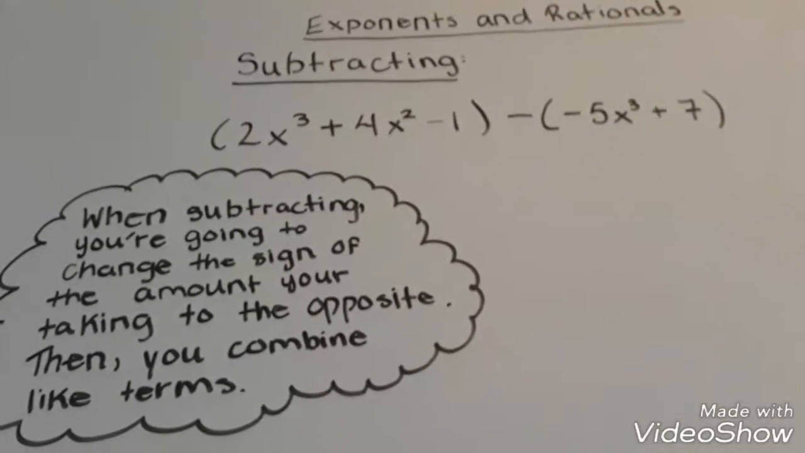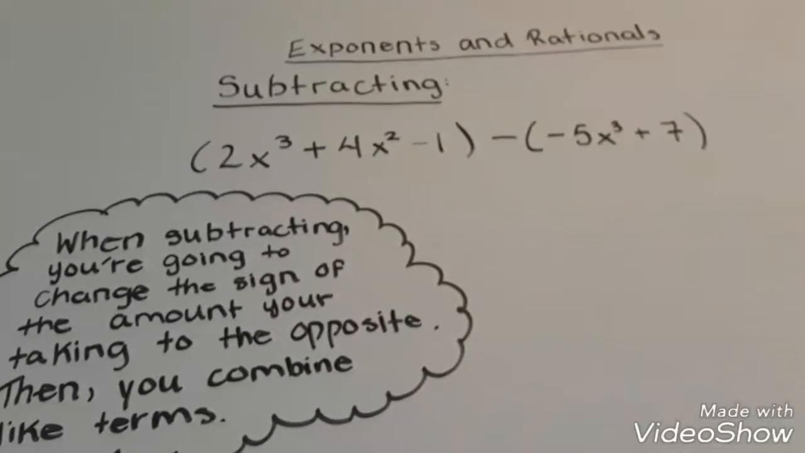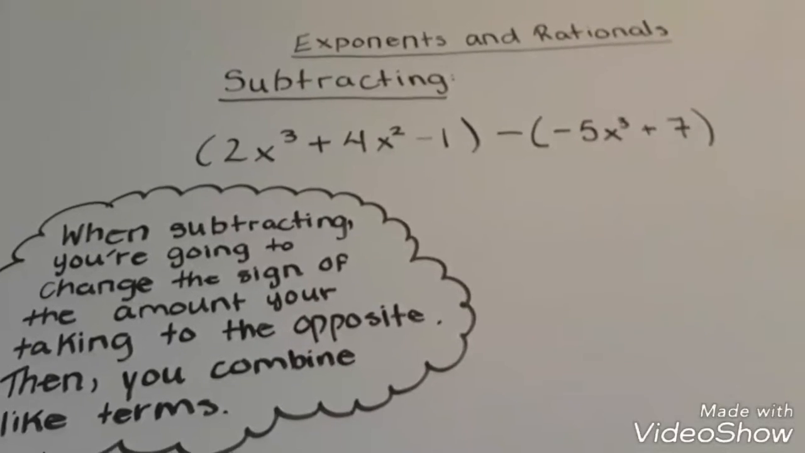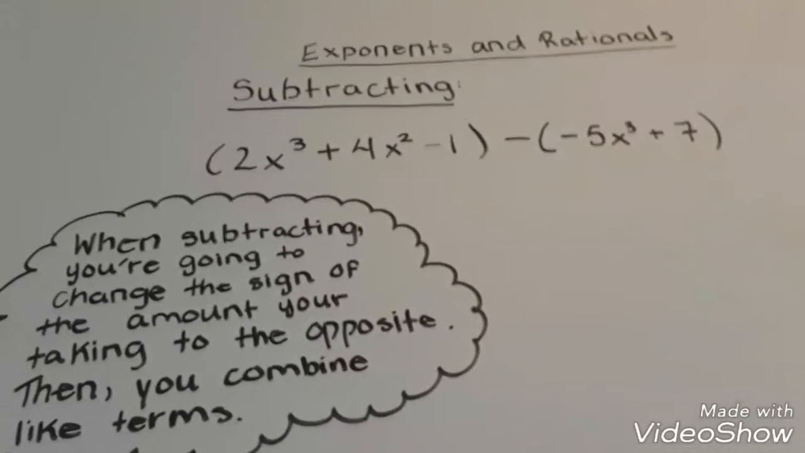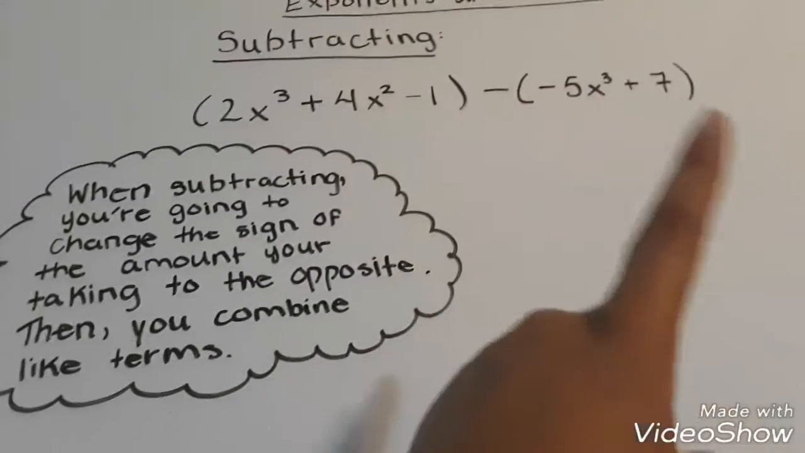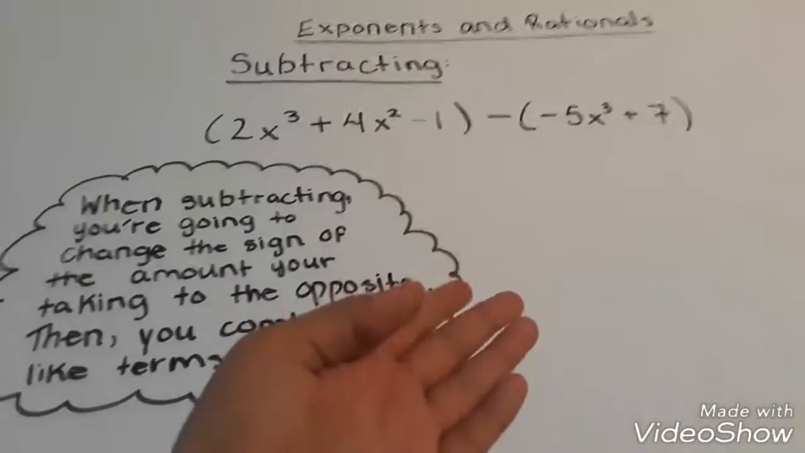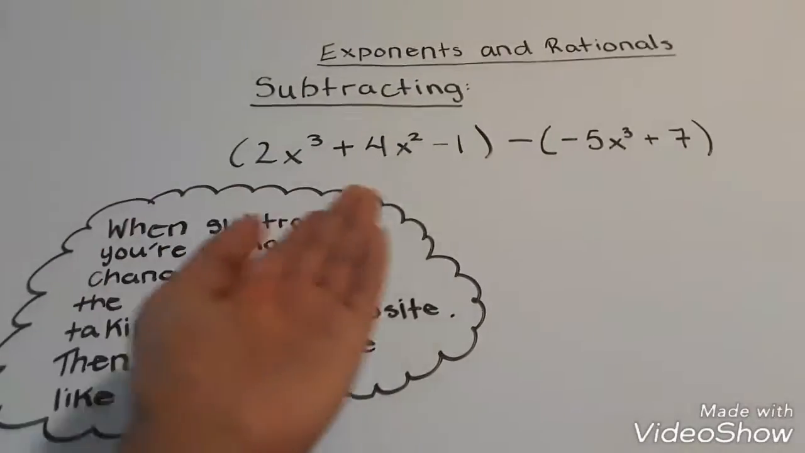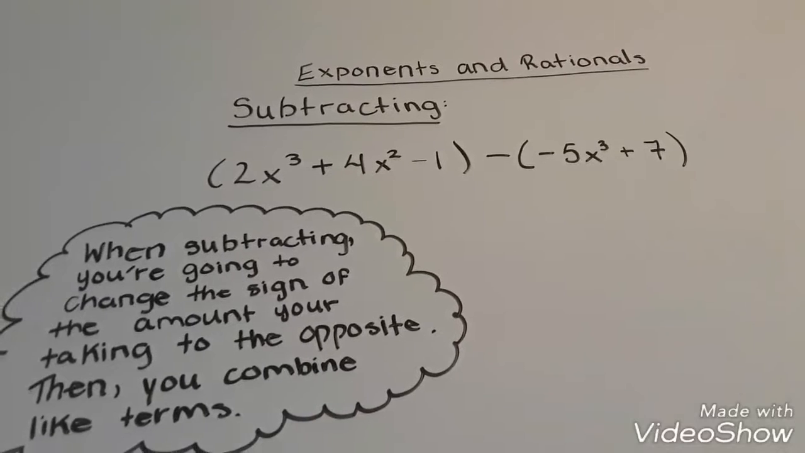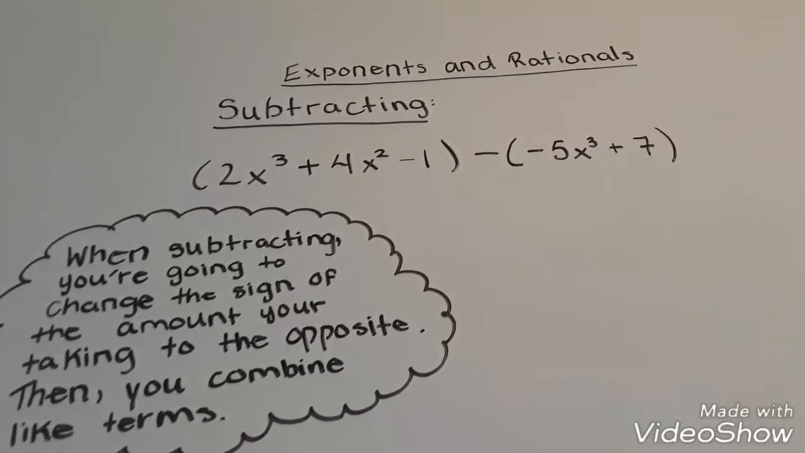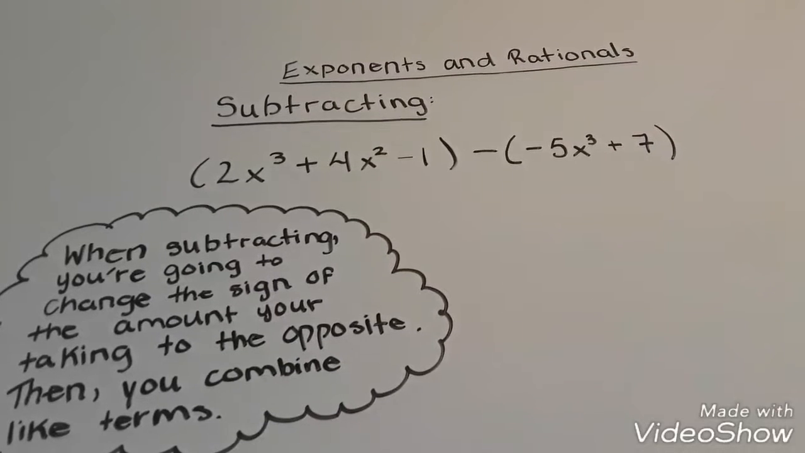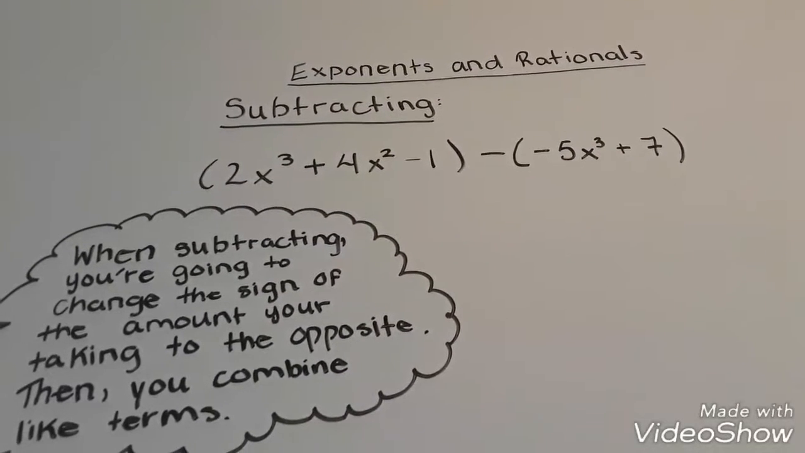Hello guys, today I'm going to be teaching you how to subtract exponents. So when you're subtracting exponents, what you're going to do is take the sign from the amount you're taking off and switch it around. So using this equation, 2x to the third power plus 4x squared minus 1 minus negative 5x to the third power plus 7.